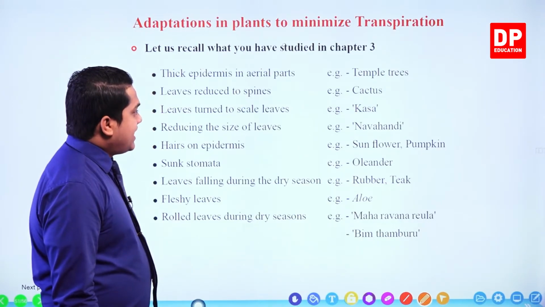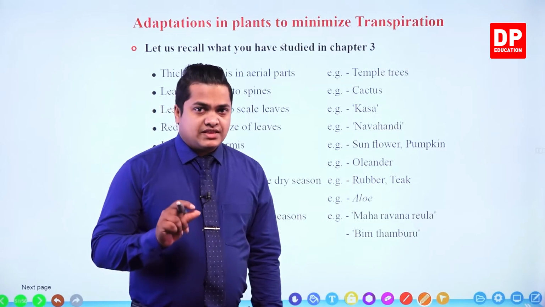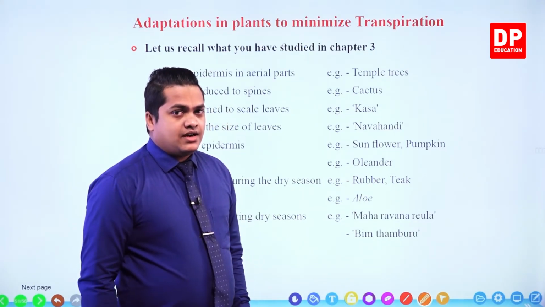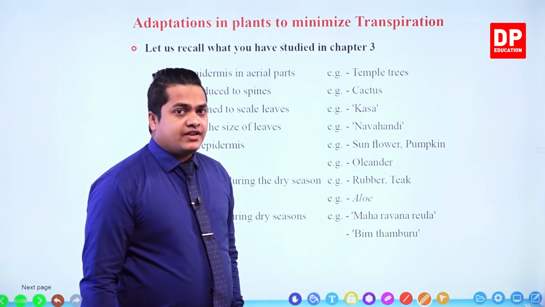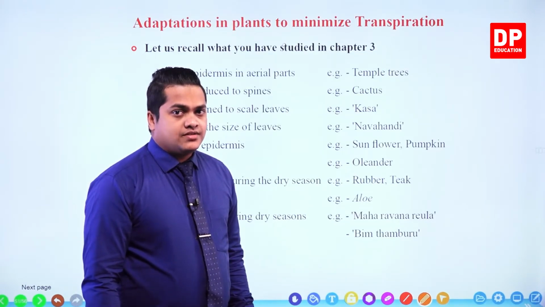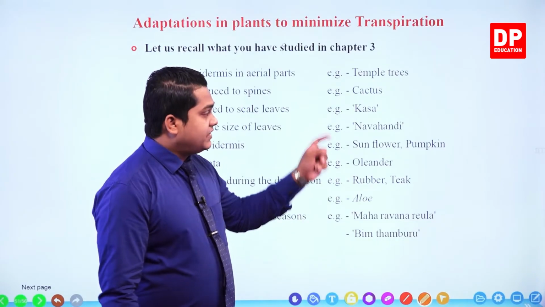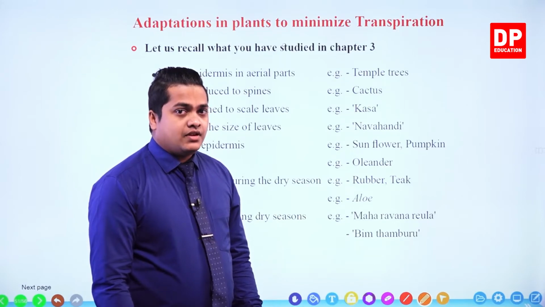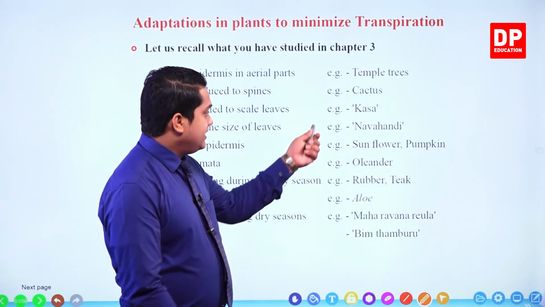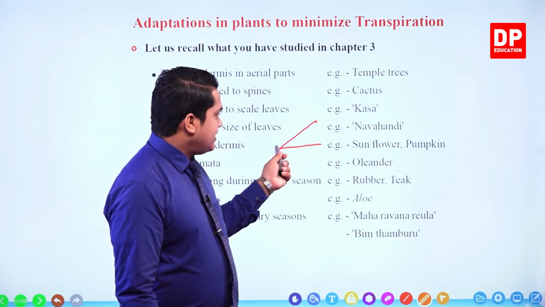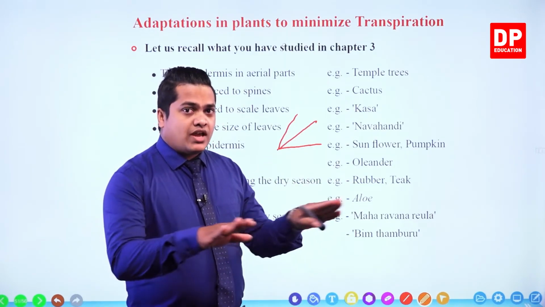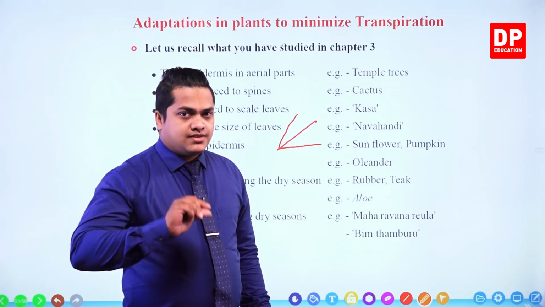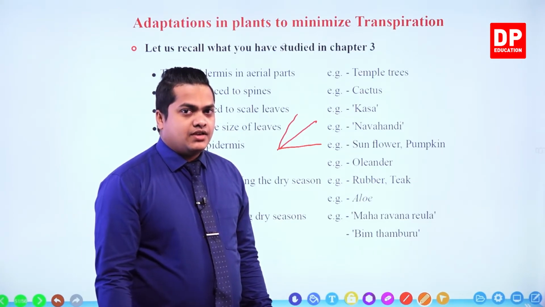Leaves turned into scale leaves. Scale means very thin, tiny leaves. There is no large surface area like the leaves we can identify in our normal household plants. The example given is kasa. Kasa is a special type of plant that has leaves like straight lines. They don't have a larger surface area. Those are like straight lines, okay? Kasa.